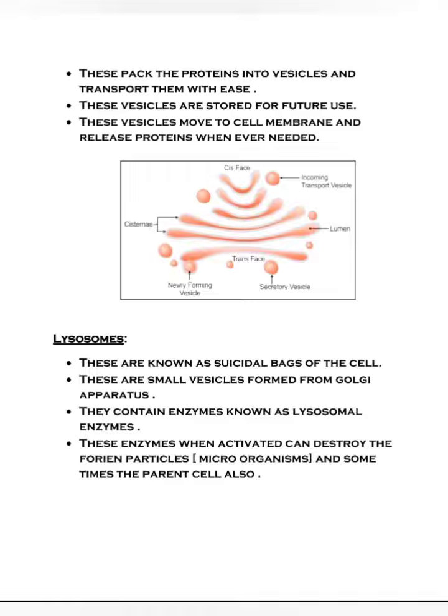Now here we can see the structure of the Golgi apparatus. Here in the Golgi apparatus we have the cis phase and trans phase. From the cis phase, the incoming transport vesicles are taken up by the Golgi apparatus and processed, and through cisternae they go on to the trans phase, and newly forming vesicles will be secreted out.